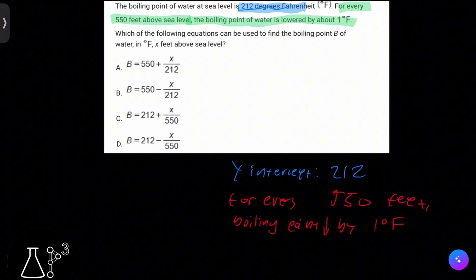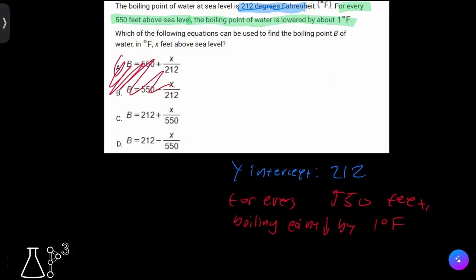So let me plug in 0 into a and b and see what I get. If I make x equals 0, I get b equals 500. Therefore, a and b are incorrect. If I do x equals 0, I get b equals 212 for both c and d. Therefore, both of them could be potential answers. But now let me reread the question. Remember, we're looking for a point where every time it's 550 feet above sea level, the boiling point is lowered by 1 degree Fahrenheit.